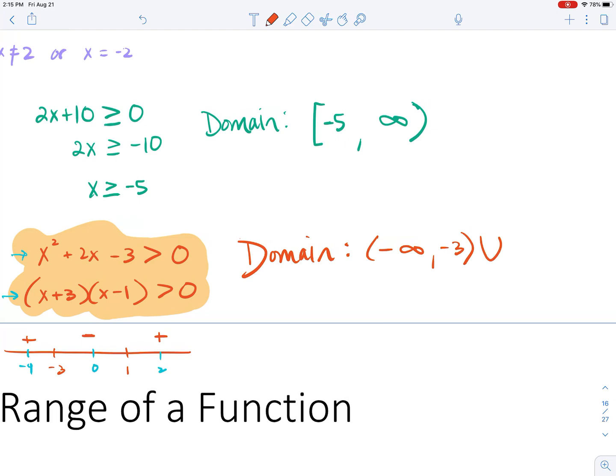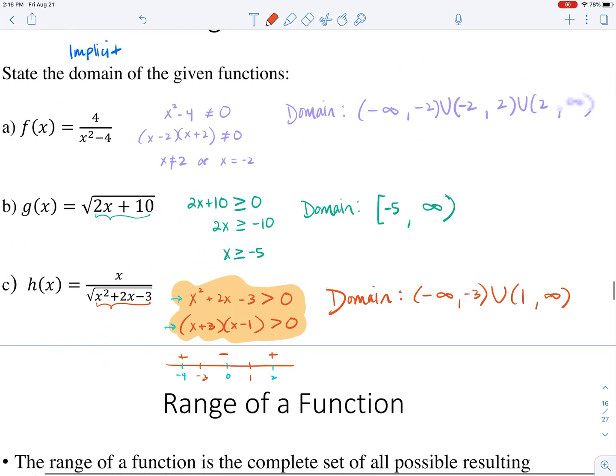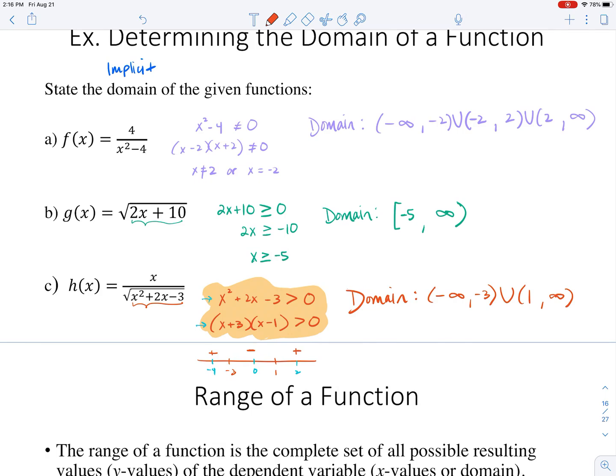Okay, so then we'll use union. Between negative 3 and 1 is negative, so that would give us false statements if we plugged any values between negative 3 and 1 into that inequality. And then from 1 to infinity, those would give us positive values again, but not including 1, right? If we plugged in 1, we would get 0. So that negative infinity to negative 3, union 1 to positive infinity would be the domain of that function.